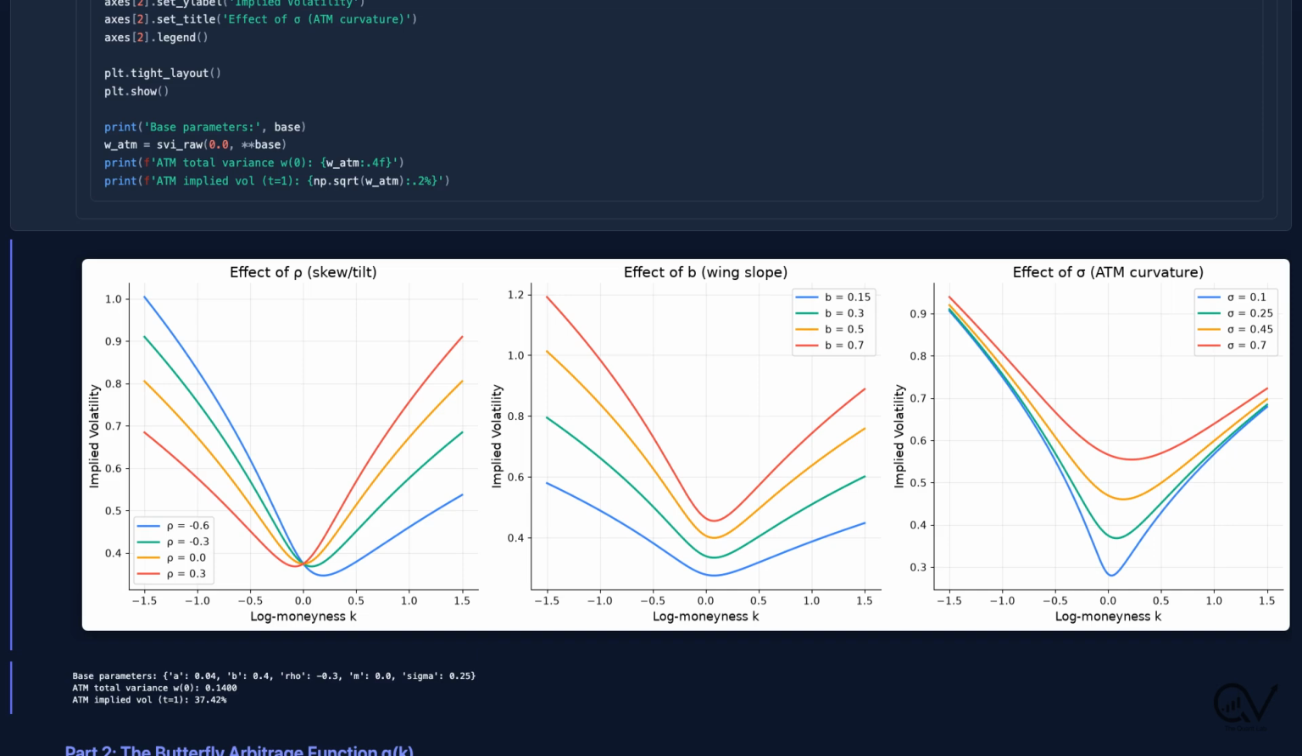The right panel varies sigma, the ATM curvature. Low sigma gives a sharp V-shaped smile. High sigma gives a rounded, flat ATM region. In practice, equity index smiles have relatively low sigma. The curvature is quite sharp near at-the-money options.